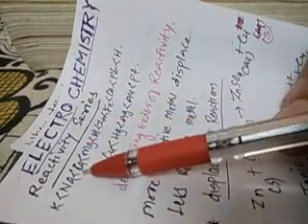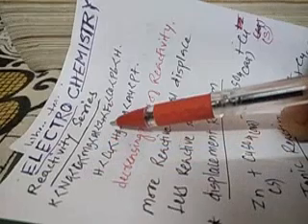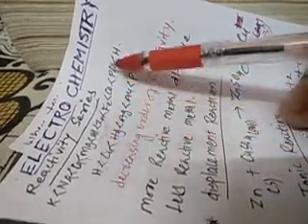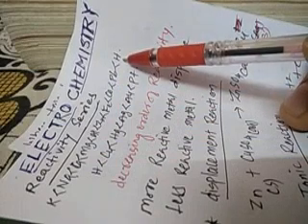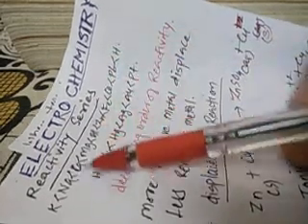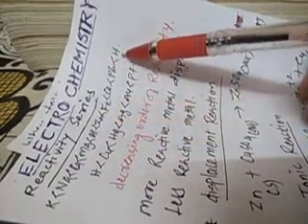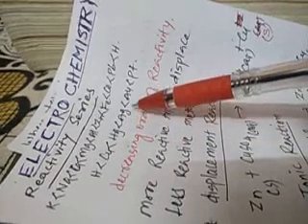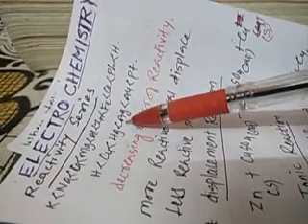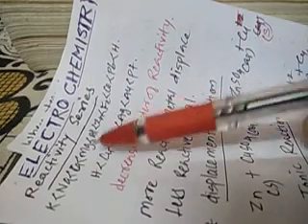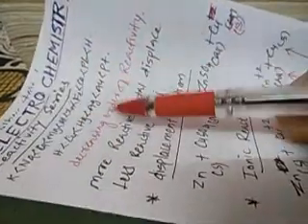So, potassium, then sodium, calcium, magnesium, aluminum, zinc, iron, cobalt, and lead. These are the metals which displace hydrogen from their salts or from their acids, and that is why they are more reactive than hydrogen. And then the less reactive metals than hydrogen are copper, mercury, silver, gold, and platinum, which do not displace hydrogen from acids. This is how the reactivity series is formed.